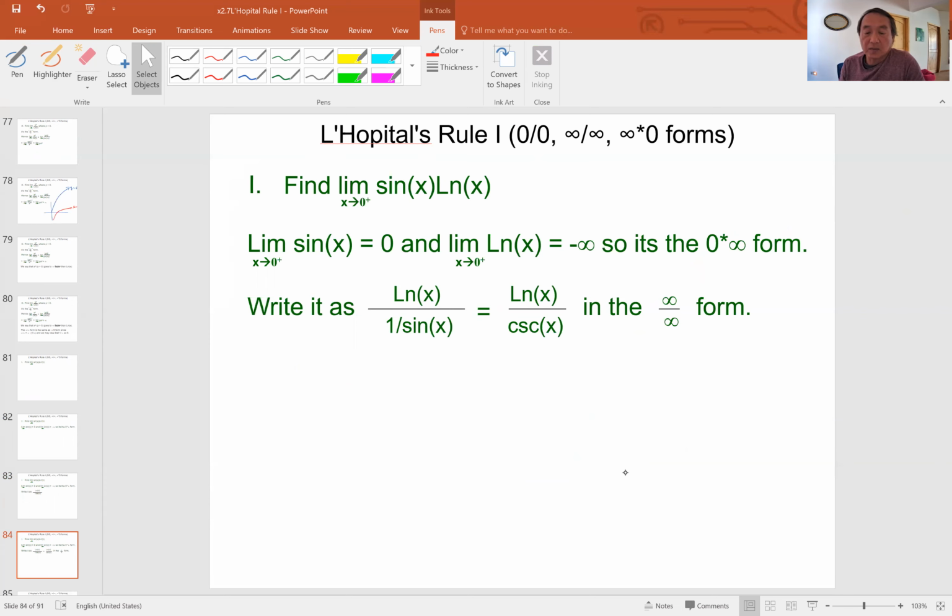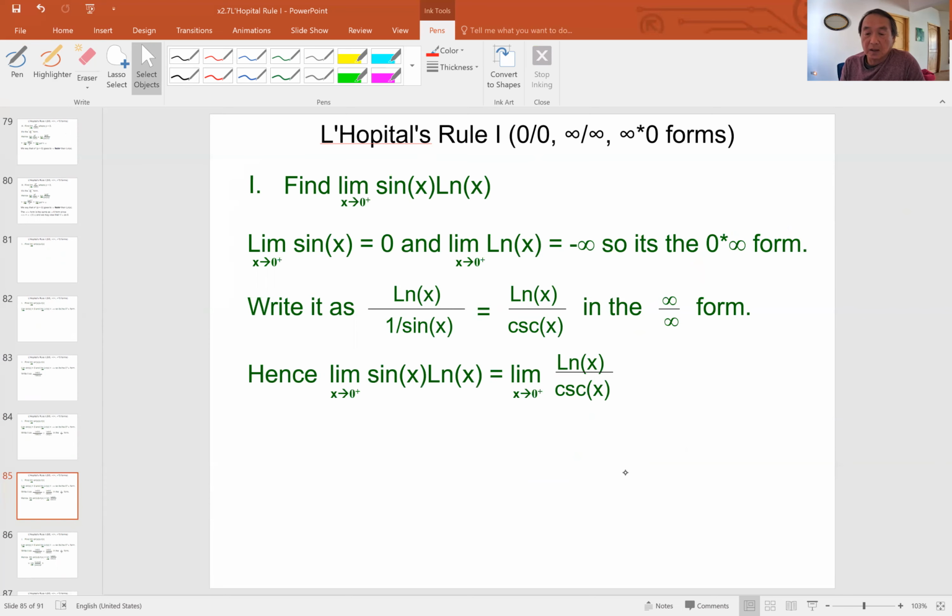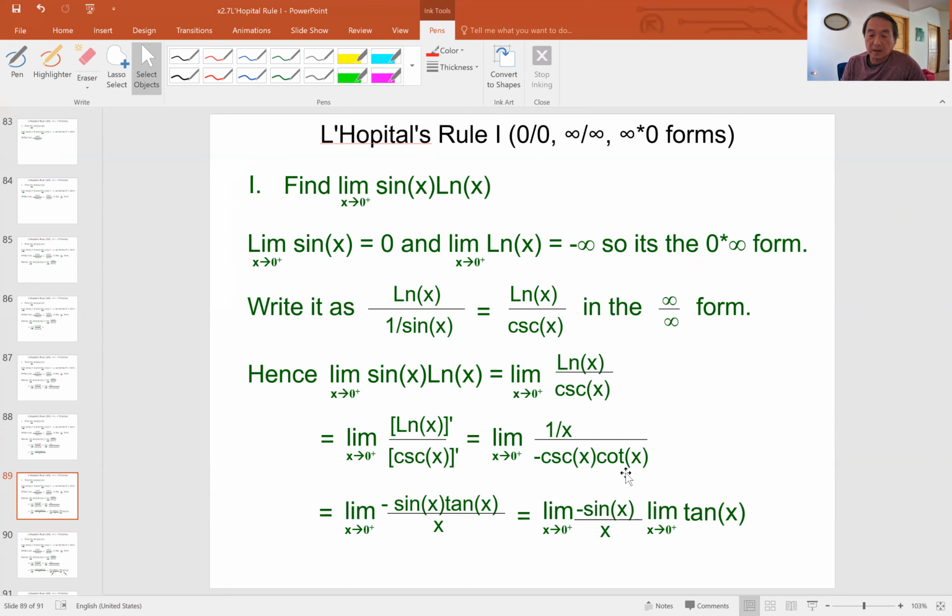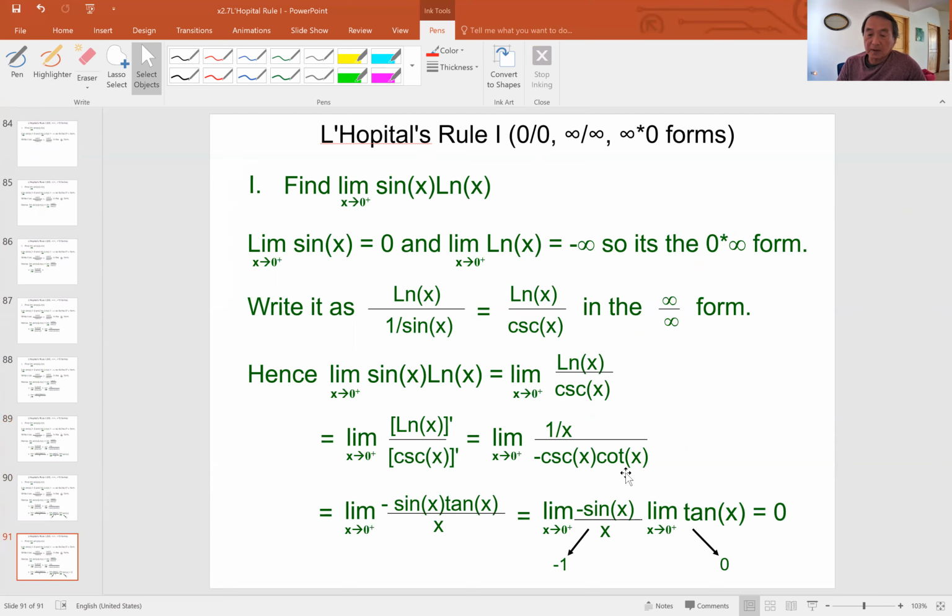This is a problem where we change a problem into an infinity over infinity form and apply L'Hopital. We use a little trigonometry, and then we wind up with answers. So these are the problems for L'Hopital's rule. That's it. Bye-bye.